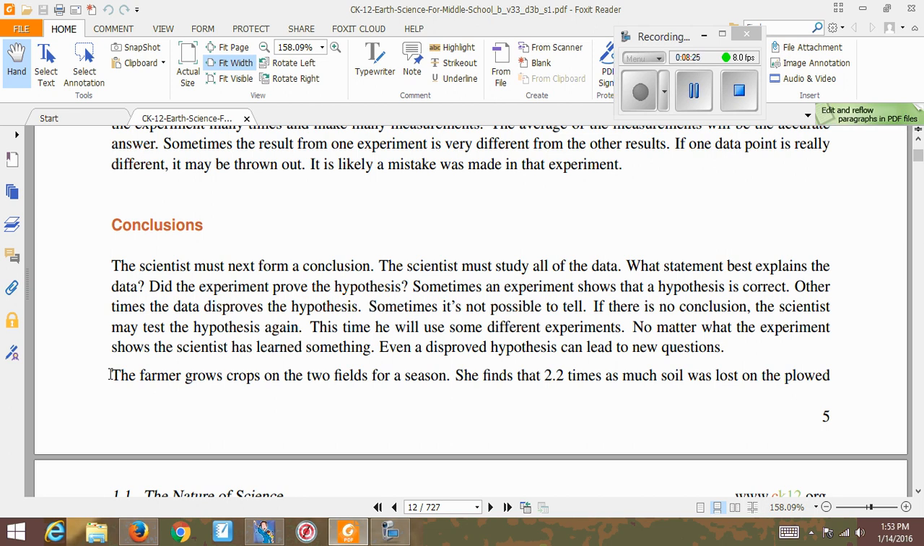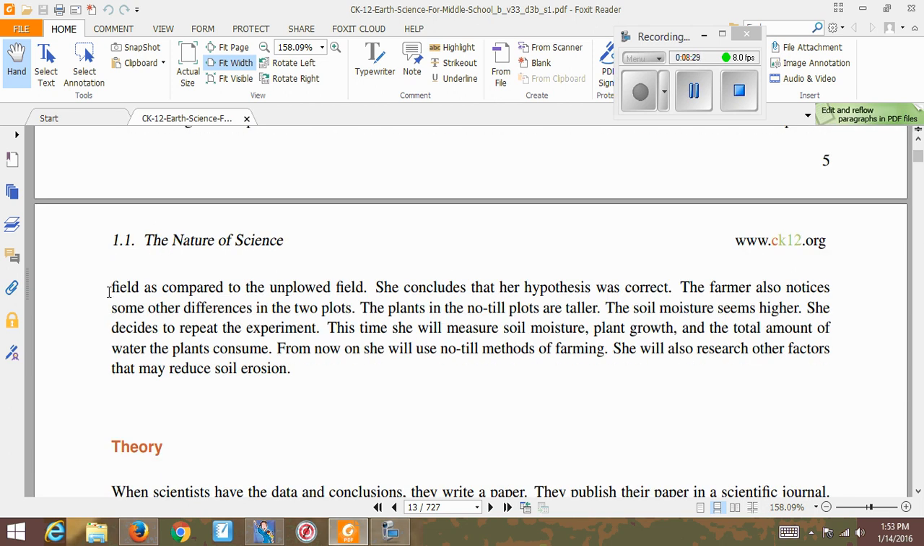The farmer notices some other differences in the 2 plots. The plants in the no-till plots are taller. The soil moisture seems higher. She decides to repeat the experiment. This time, she will measure soil moisture, plant growth, and the total amount of water the plants consume. From now on, she will use no-till methods of farming. She will also research other factors that may reduce soil erosion.